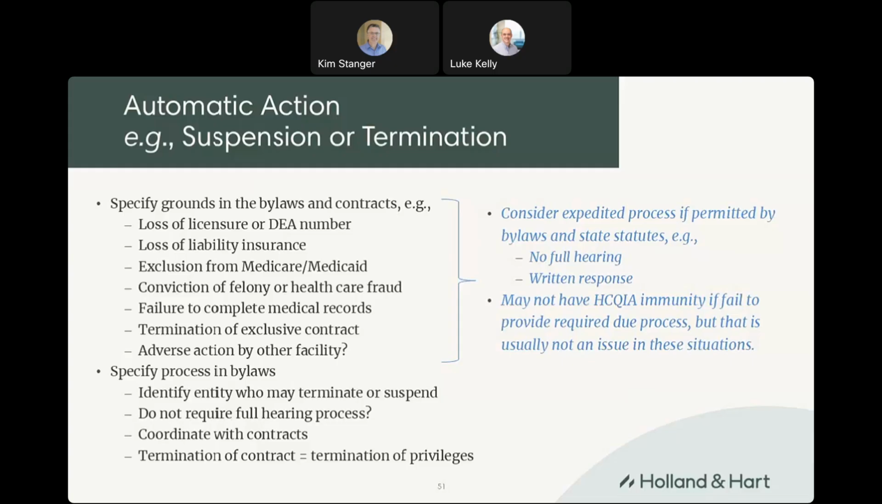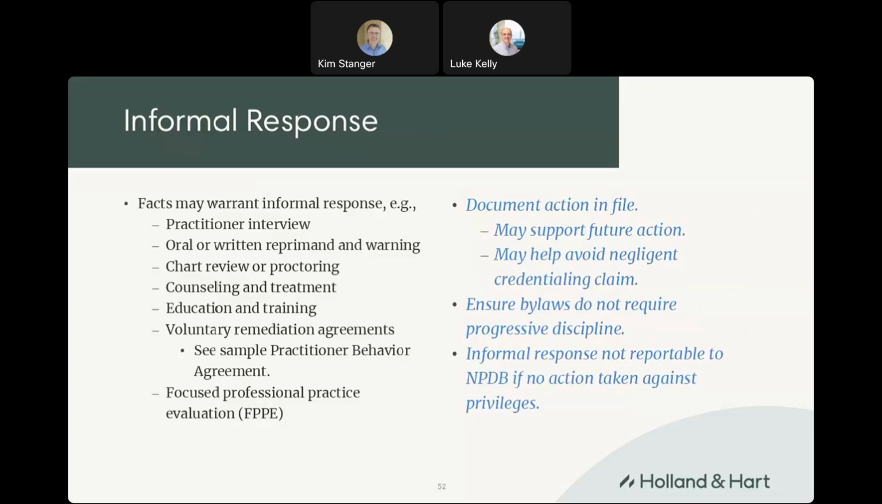The downside is you won't get the benefit of HCQIA immunity. You will have to make sure that those decisions are consistent with your obligations under state law. When you're taking corrective action, you can do an informal response. It may just be a collegial discussion, maybe an evaluation, proctoring, things like that. In those situations, you can have kind of a progressive discipline situation. Make sure that what you're doing, again, is consistent with the bylaws, and make sure that you document these informal responses.